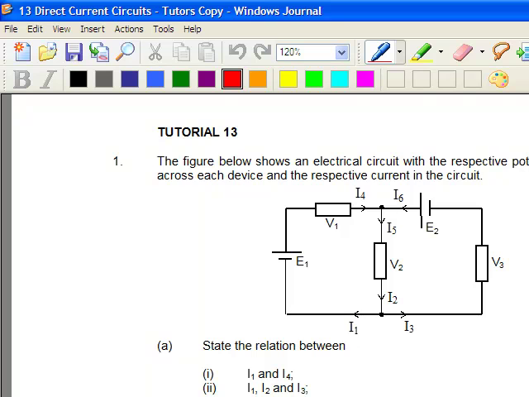Relationship between I1, I2, and I3. Which principle? The first one. In equals out, so I2 equals I1 plus I3. Perfect. Okay, let's look at part 3.